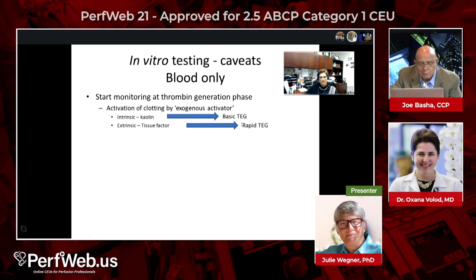That's one of the factors used to activate and show the rapid TEG, which I won't be talking about today. I'll mainly just be talking about the basic TEG.